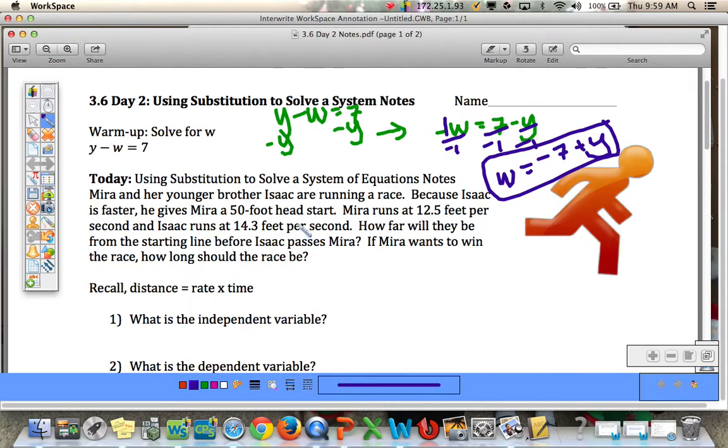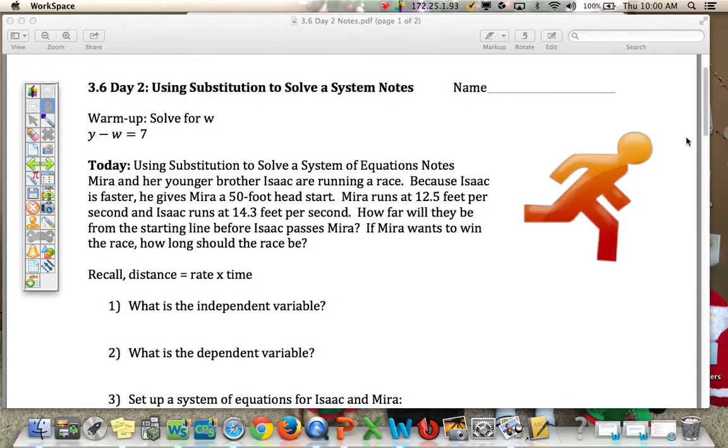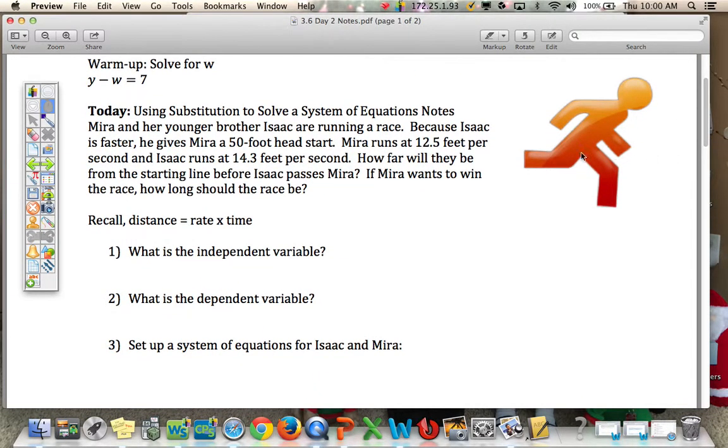And the reason why we do that is we're going to look at this method today called substitution, where you want to get one letter by itself, and it might have other letters in the equation. So in today's lesson, we're going to look at this one situation: using substitution to solve a system of equations.